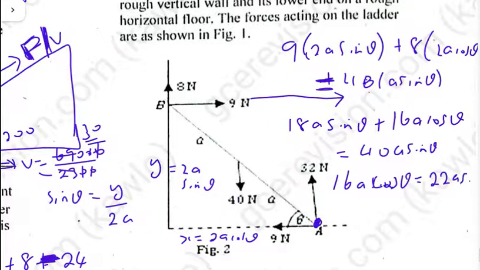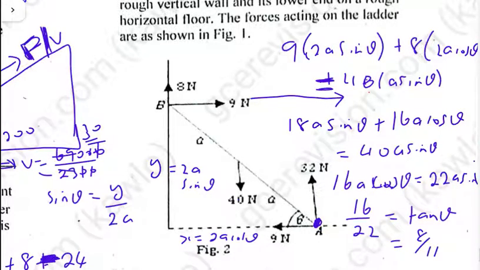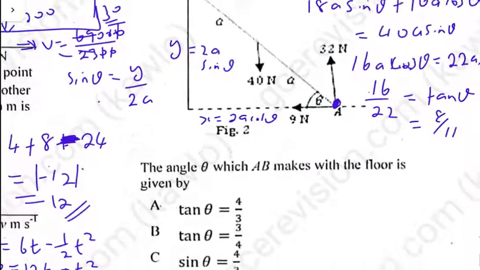22a sine theta. So dividing both sides by cos theta, we're going to have 16 over 22 equals tan theta. So it's going to be equal to 8 on 11. So tan theta is going to be equal to 8 on 11.